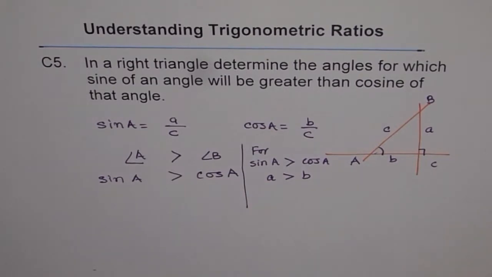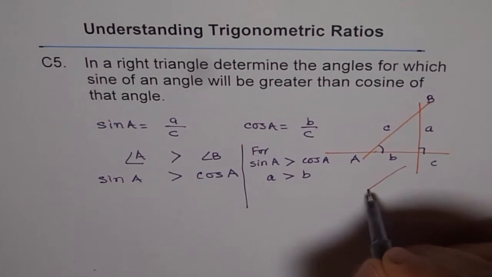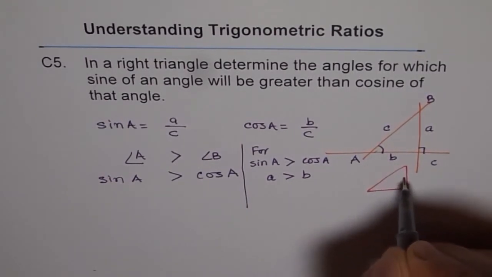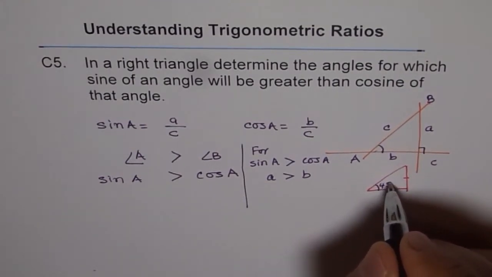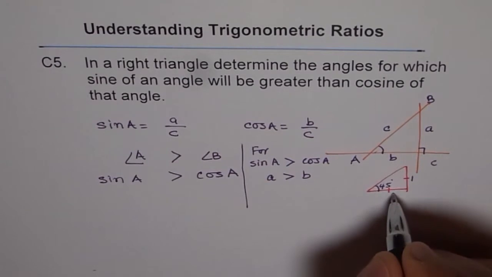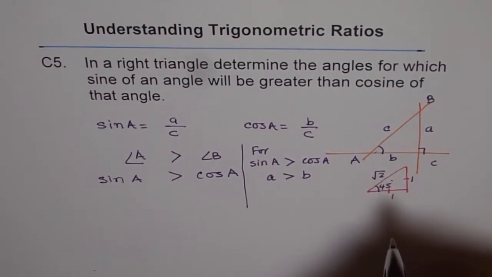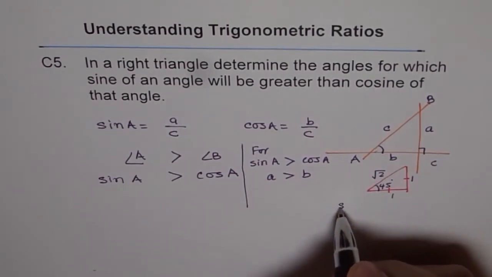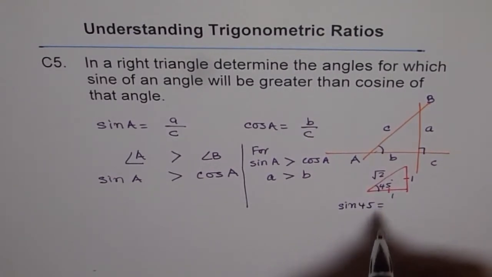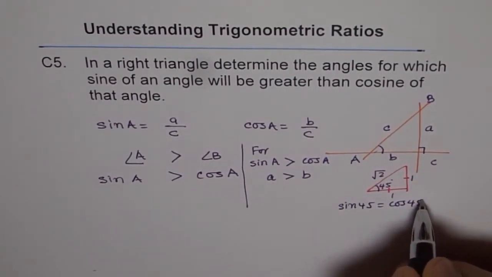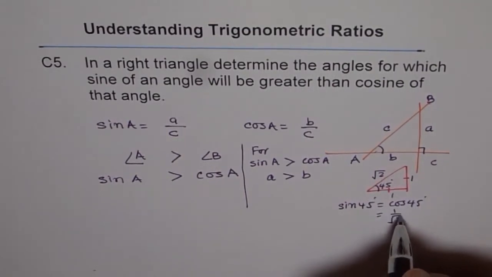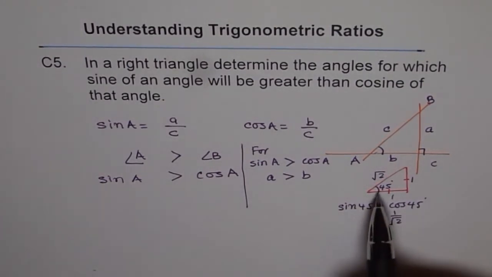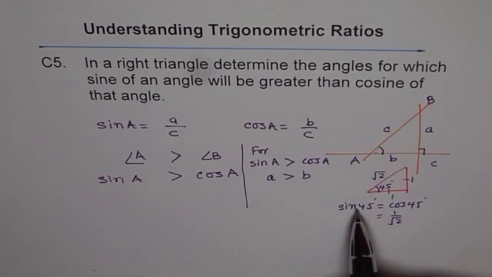How? You know sine of 45, correct? So if you consider this triangle of 45 degrees, where these two sides are equal, and this angle is 45 degrees, right? In that case, if this is 1, this is 1, this is square root 2. So we know that sine of 45 is equal to cos of 45 degrees, and both are equal to 1 over square root 2, correct? But if the angle is more than 45 degrees, then sine is greater than cosine. That's what it comes to.